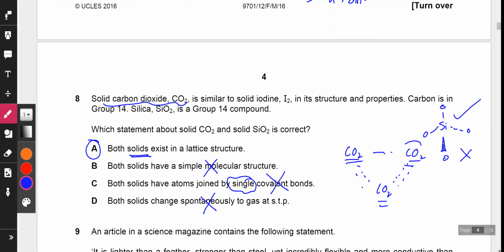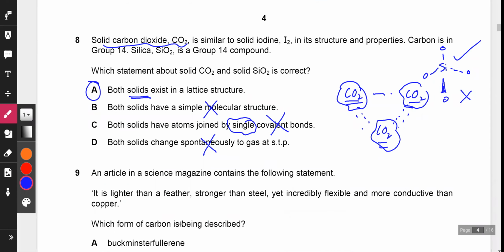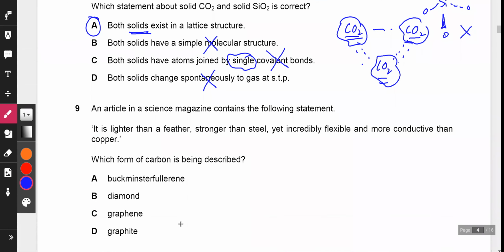Carbon dioxide is not going to be in gaseous state. The intermolecular forces are weak, and carbon dioxide needs to be solidified at a very low temperature. So it's going to be A. TK, is this clear? Yes, yes, sir. So next is an article.